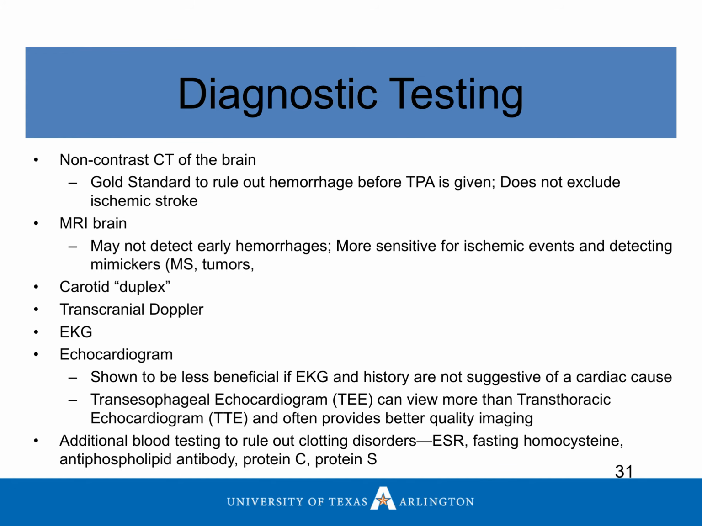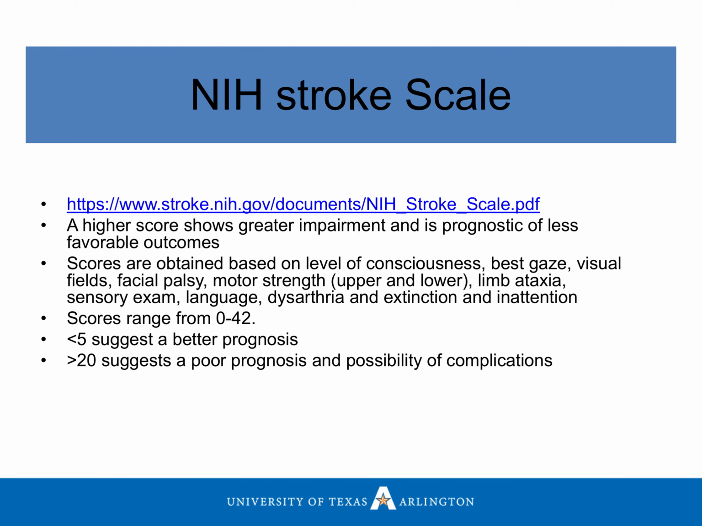Additional blood tests to rule out clotting disorders include ESR (sed rate), fasting homocysteine, antiphospholipid antibody to check for clotting issues, protein C for clotting, and protein S for clotting. So the NIH stroke scale is what we use to determine the severity of a stroke. A higher score shows a greater impairment and is prognostic of less favorable outcomes. And scores are obtained based on level of consciousness, best gaze, visual fields, facial palsy, motor strength, limb ataxia, sensory exam, language, dysarthria, and extinction and inattention.